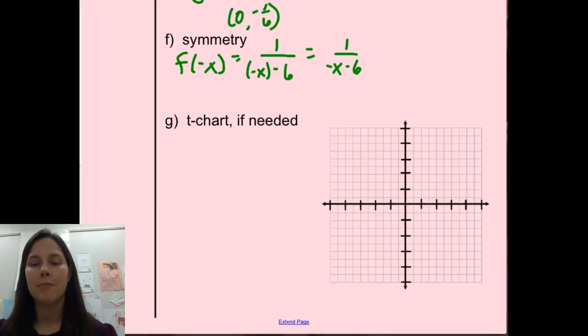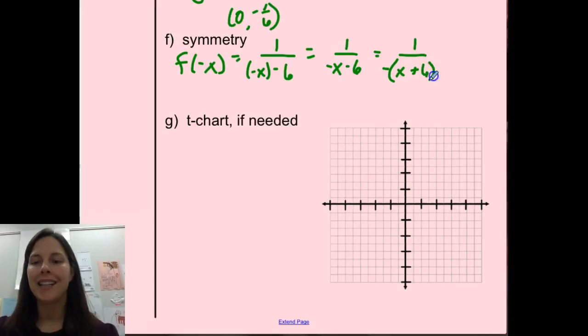Now this looks like it might be an odd function because it's opposite in the denominator. However, we would have to factor that negative out, which would not give us the function we started with. That turns into a plus 6 instead of a minus 6, so there's no symmetry.